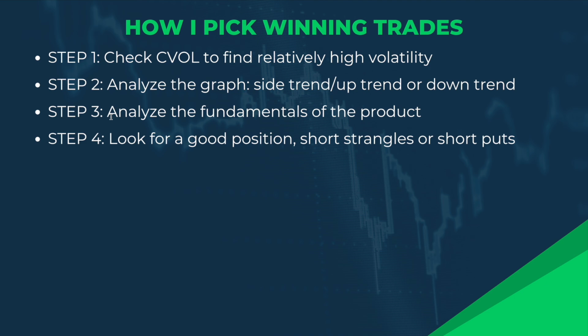And number four, if everything checks out, I look for a good position, usually short strangles and sometimes short puts. I usually avoid short calls because the commodities mainly crash upwards. So I want to be on the other side of the crash, basically, if the price of the commodity goes up for the most part. But short strangles are also really, really profitable. It's my main approach, but depending on what the market is giving us.